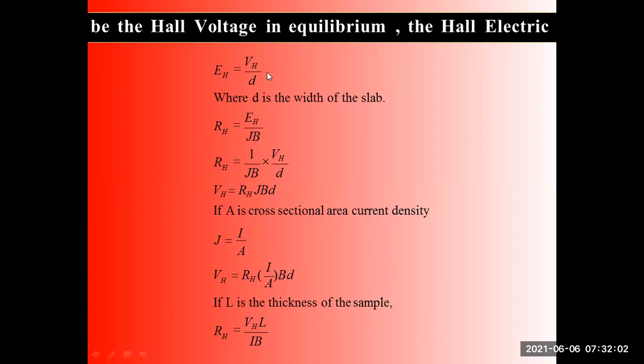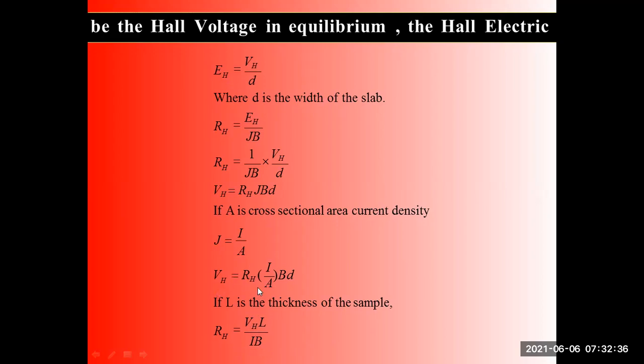E_H, you already know, is V_H by D. So V_H equals R_H J B D. And if A is the cross-sectional area, current density is actually equal to the current per unit area. So V_H is equal to R_H into I by A into B into D, where D is the width of the slab and A is the cross-sectional area. So width of the slab by cross-sectional area, we get this as V_H.